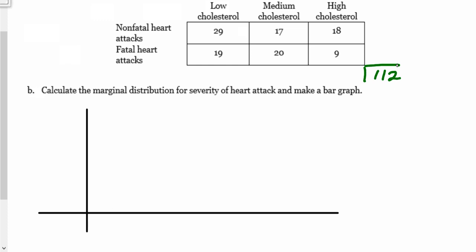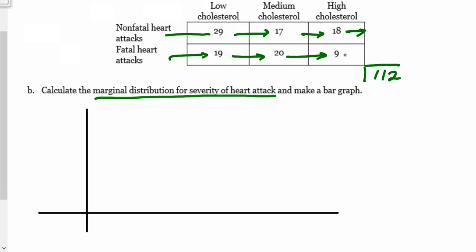What else will I need to do? I'm just graphing heart attack. So I don't care about the cholesterol groupings. I just am caring about the groupings going this direction. Right? So there's going to be 2 bars, and this total is 64, and this total is 48. So I'm going to do 64 divided by 112, 48 divided by 112, find my percentages and have the 2 bars. So I'd like you to pause the video for a second, find the percents, make your graph, and then come back and compare with me.